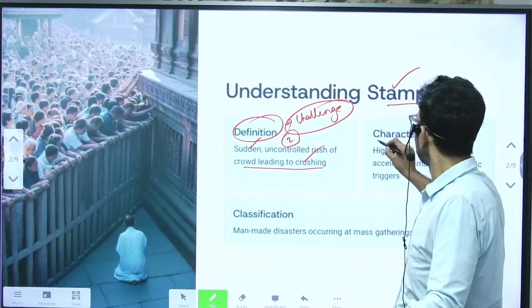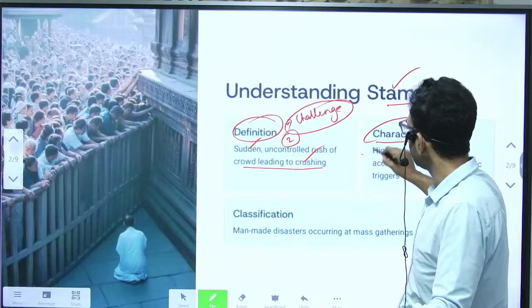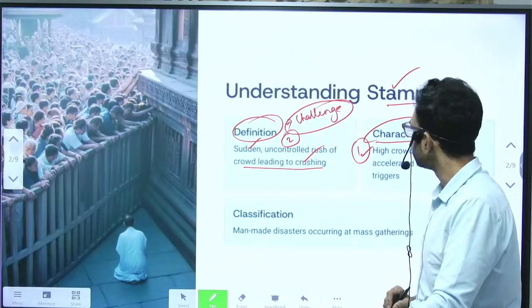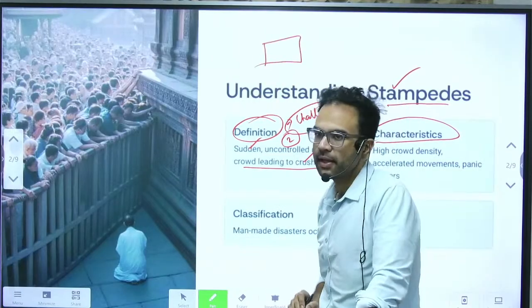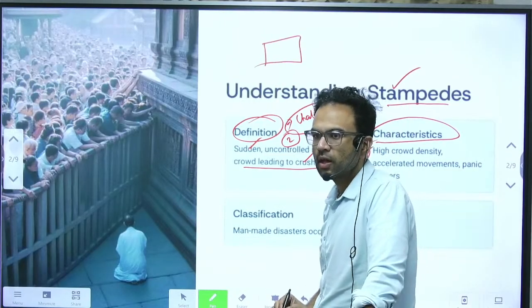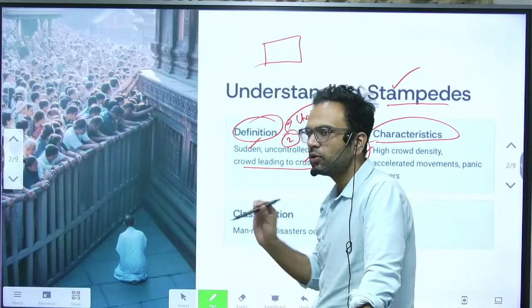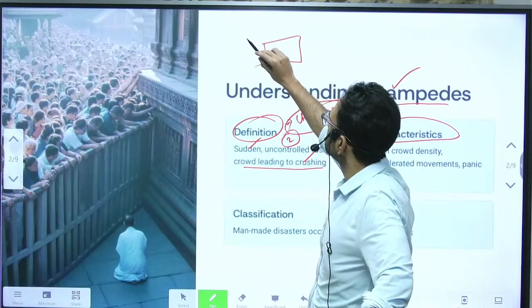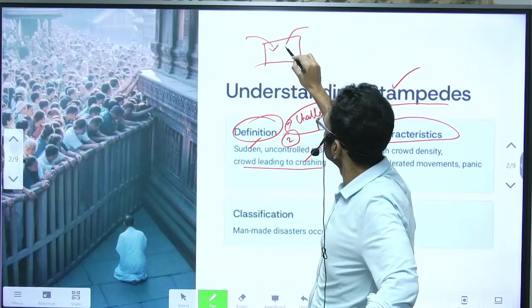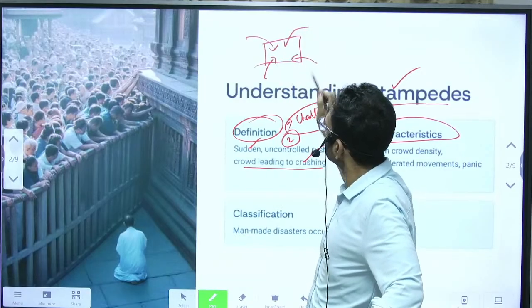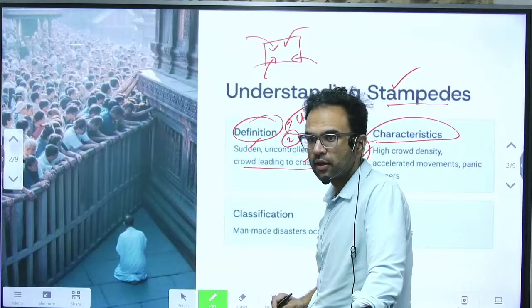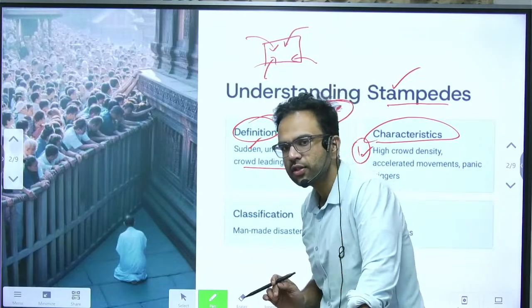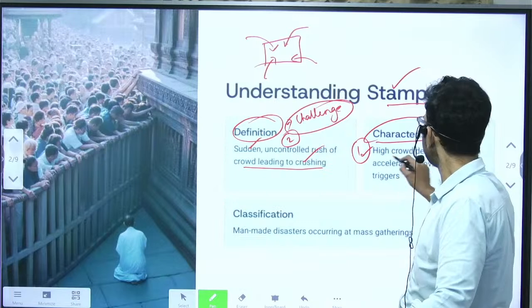Now what are its characteristics? Firstly, high crowd density. What do you mean by density? Let's say this is some area. Number of people who come to that area. Normally, this place can accommodate 4 people. Let's say, for example, what if 40 people come into that area? That kind of situation describes a high crowd density.